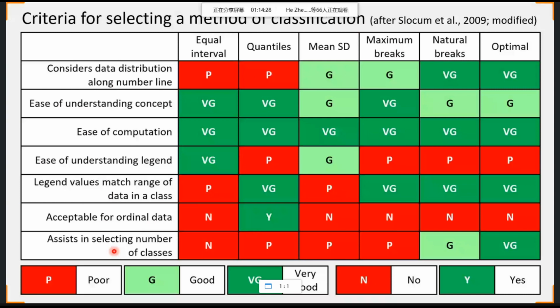And you have this color scheme here, also with letters. So P is for poor, G for good, VG for very good. So these three, and there are two here with no or yes, because especially for acceptable for ordinal data, it's acceptable or not. So there is no further grading here.